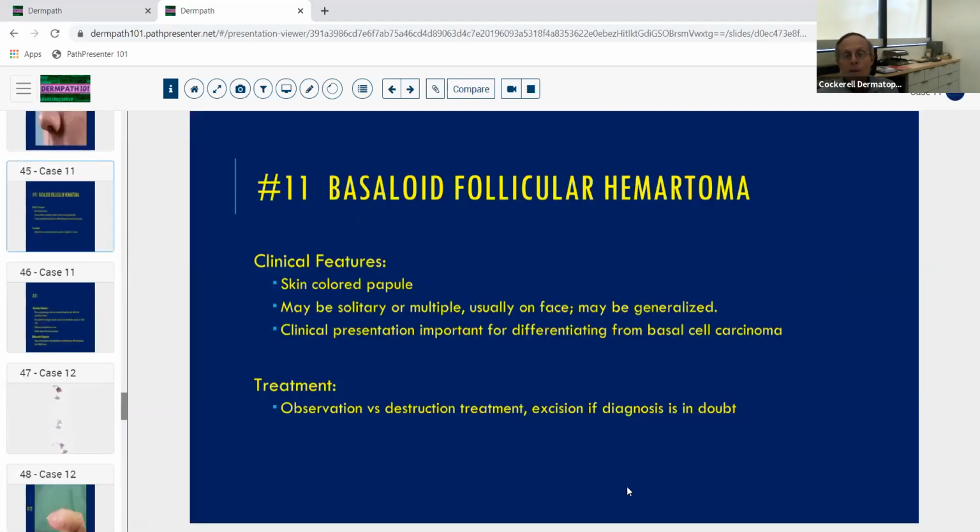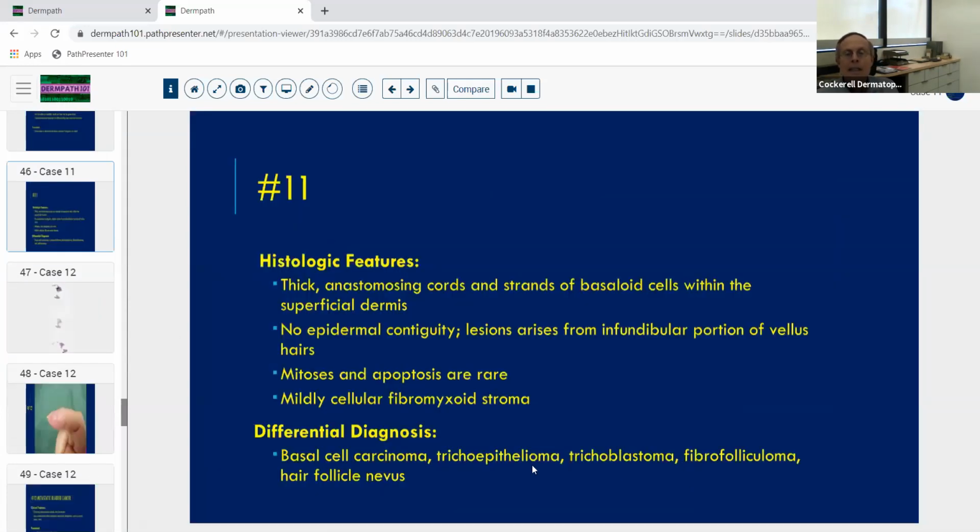So basaloid follicular hamartoma, benign follicular hamartoma, whatever you want to call it. And basically the differential will include other entities that you see here. But when you've got these factors that we've been through, you can really pretty much make the diagnosis.